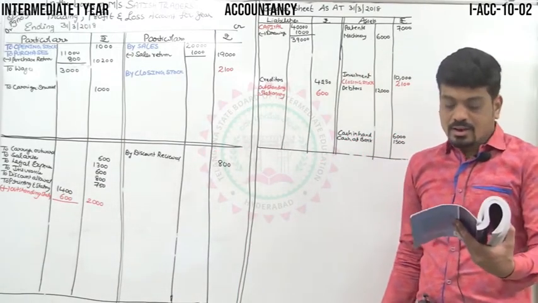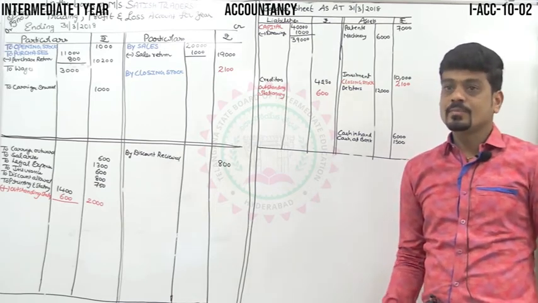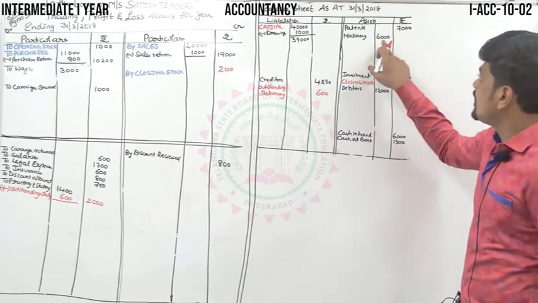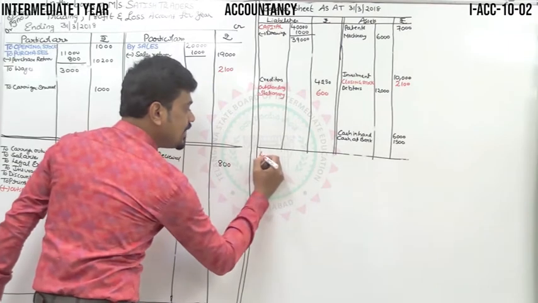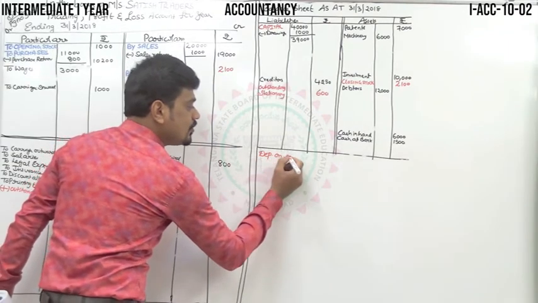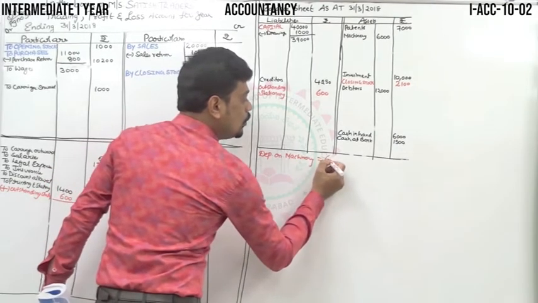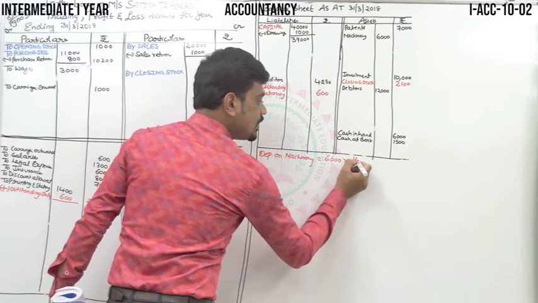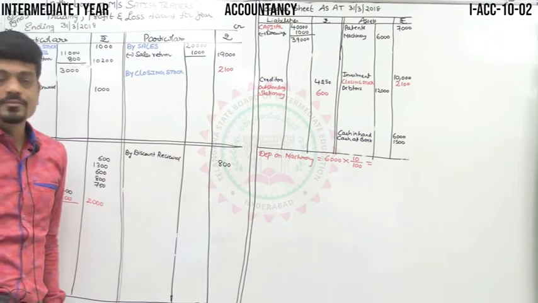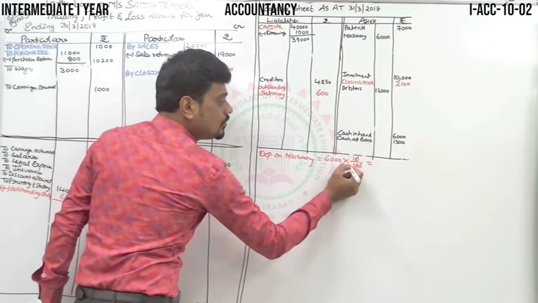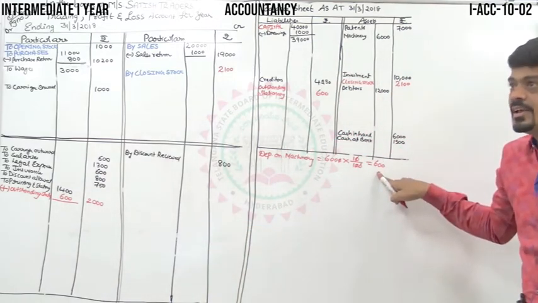Then, third adjustment. Depreciation on machinery is 10%. 10% they told. What is the value of machine? 6,000. So, in the working note, see how clearly we are doing. We'll write depreciation on machinery. We have to find the amount. Amount 6,000. Rate 10%. 10 by 100. We'll subtract now. 0, 0, 0 cancel. 600. So amount of depreciation is 600.